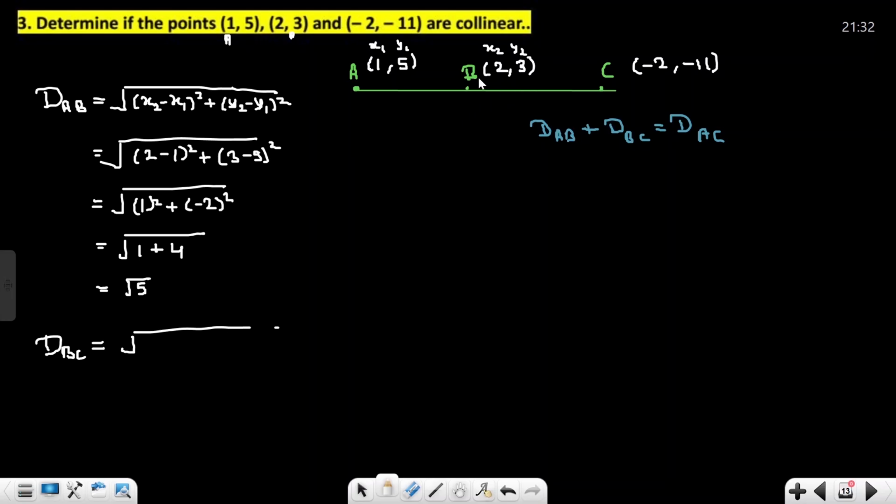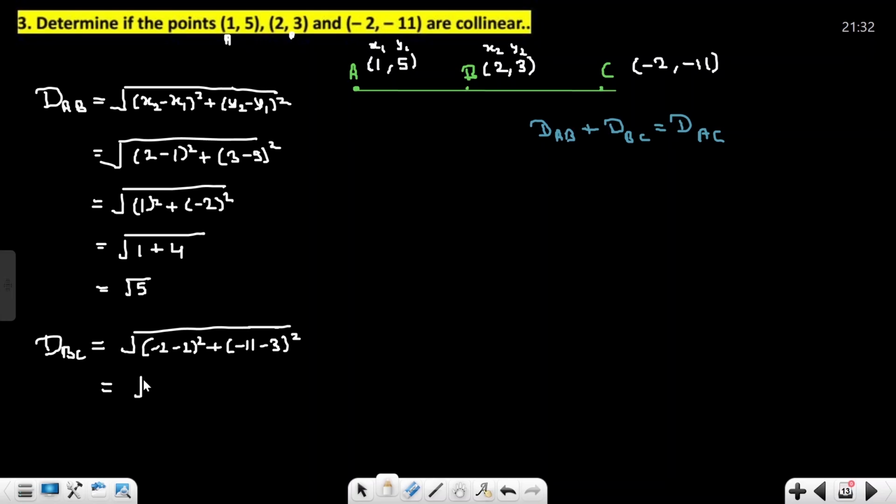B and C, it means it's become x1 y1 and it's become x2 y2. -2 minus 2, minus 2 square plus 11 minus 11 minus 3 minus 11 minus 3. I can solve directly. Okay, when you write the formula and put the values, you get this thing.